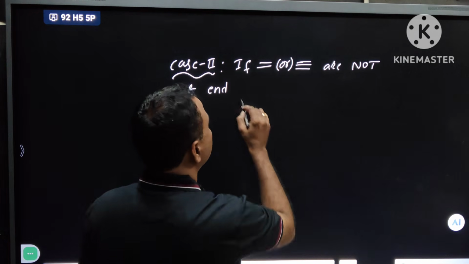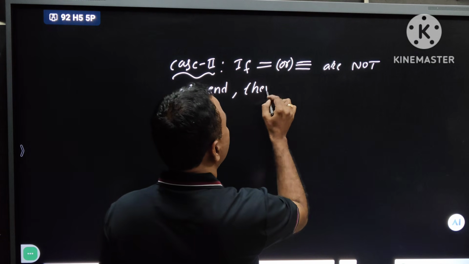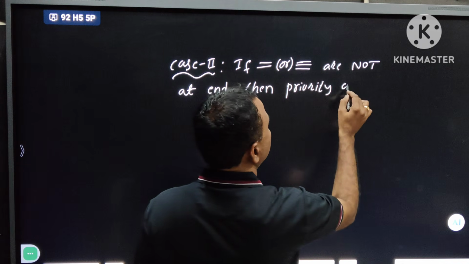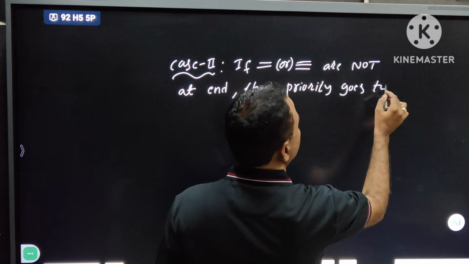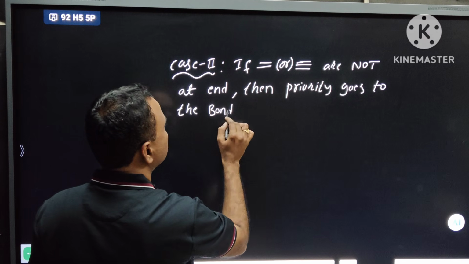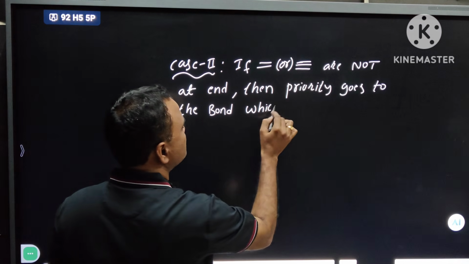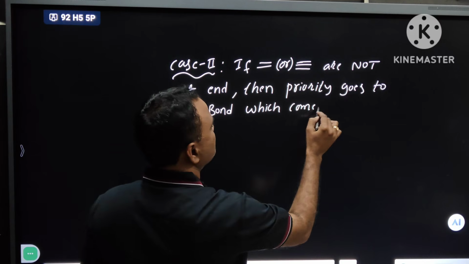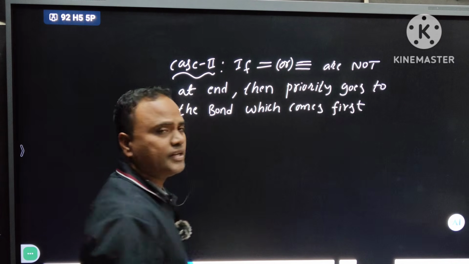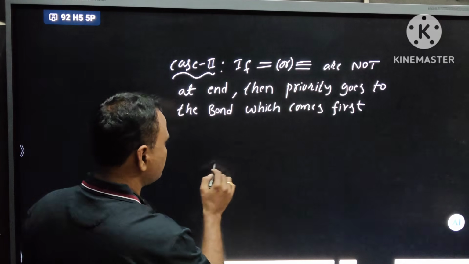Then priority goes to the bond which comes first. Which will come first, that will get the priority. Look at this.